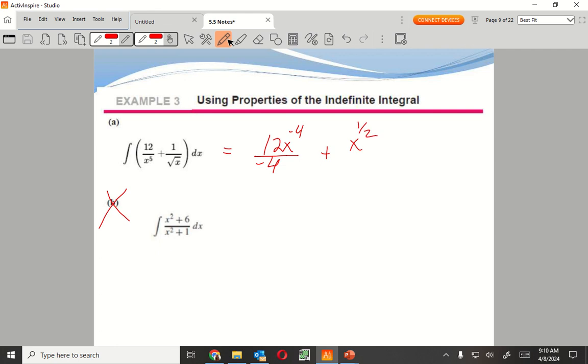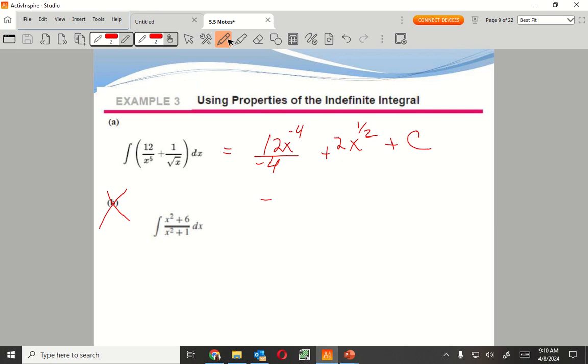And then I'm going to divide by 1/2, or multiply by the reciprocal, which is going to be 2. So it's going to give me a 2 right there. And don't forget my plus c. Go ahead and do the math over here.